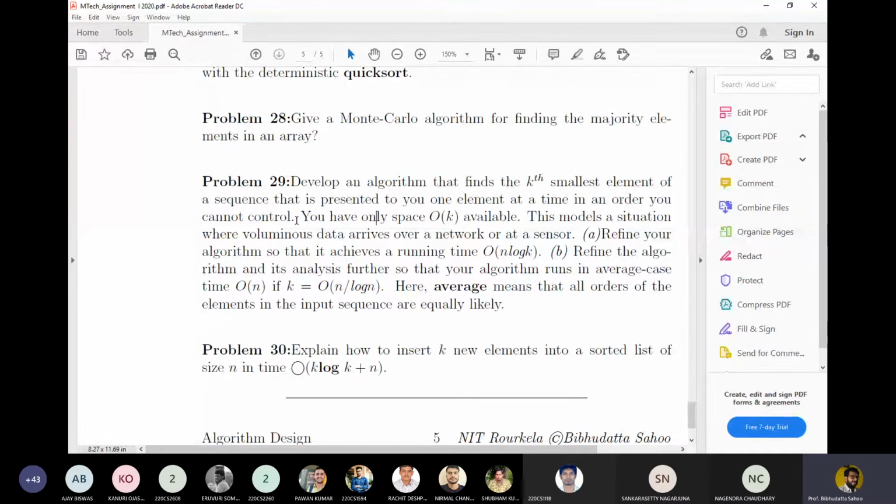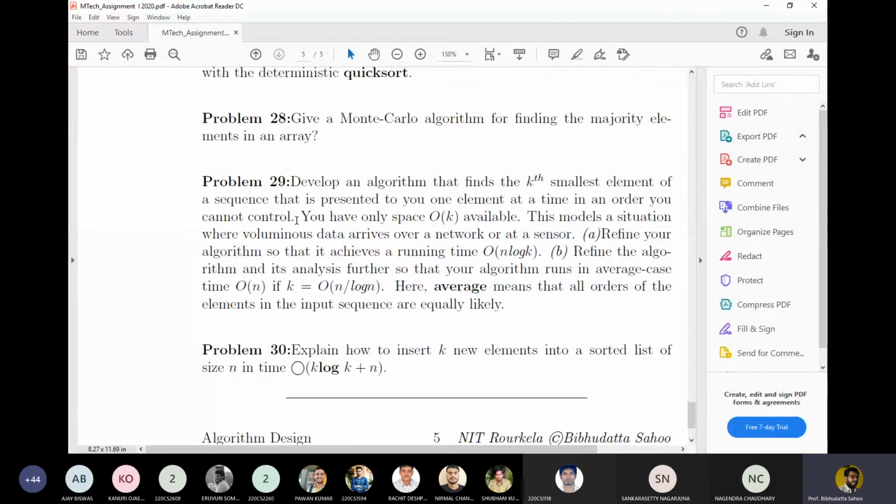You have only space of order k. That means maybe a linear array where you are storing the elements. This model is a situation where voluminous data arrives over a network or at a sensor. That means we have to put them into a queue. Try to map it to a real-time application. Refine your algorithm so that it achieves a running time of order n log k.